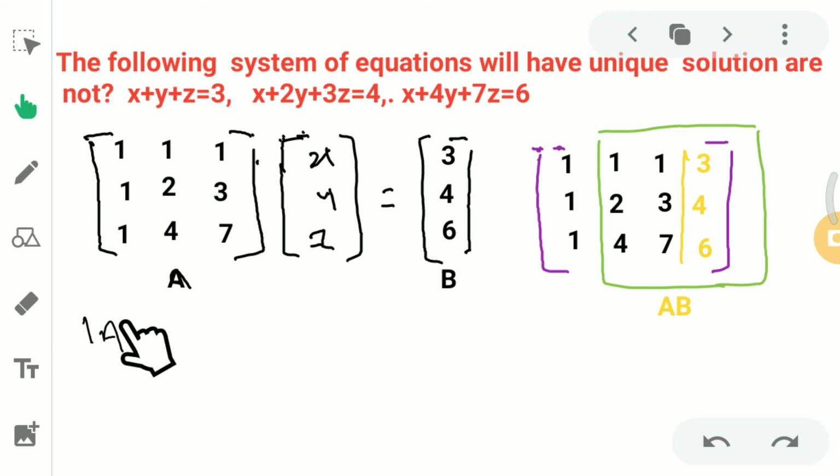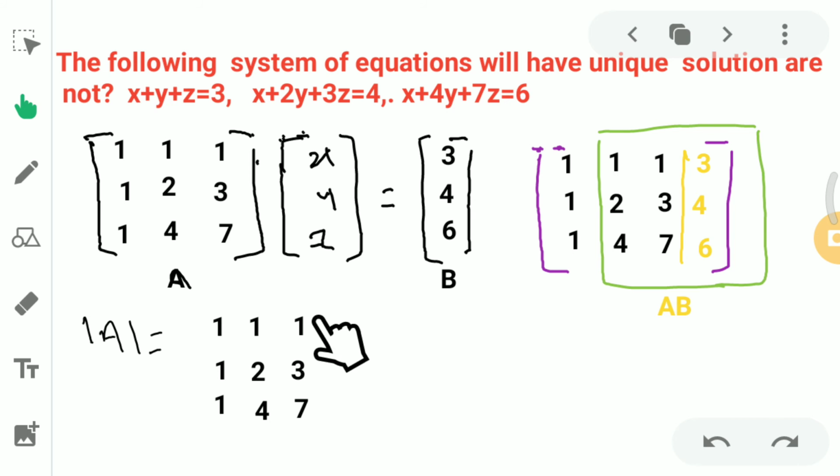For finding det, we have a simple trick. First write down the given matrix as it is, the A matrix, and next to it you need to write down the first two columns as they are: 1 1 1, 2 1 4. Next from here to here you need to do the cross product: 1 into 1 into 4, 4. So write down 4 here, plus 1 into 3 into 1, 3, plus 1 into 2 into 7, 14.